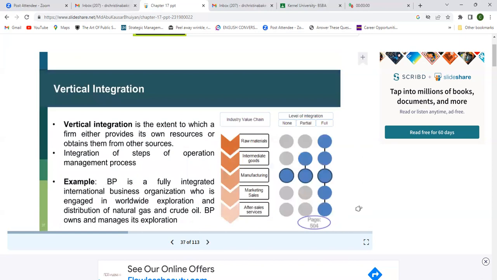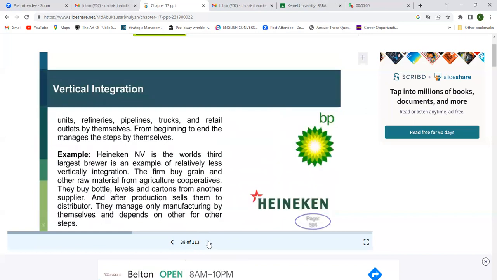For example, BP is a fully integrated international business organization engaged in the worldwide exploration and distribution of natural gas and crude oil. BP owns and manages its own exploration units, refineries, pipelines, trucks, and retail outlets. From beginning to end, the managers handle the steps by themselves.